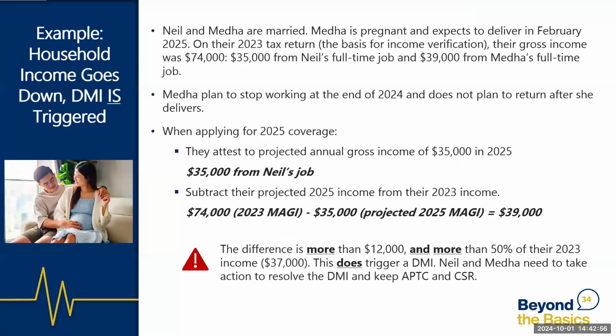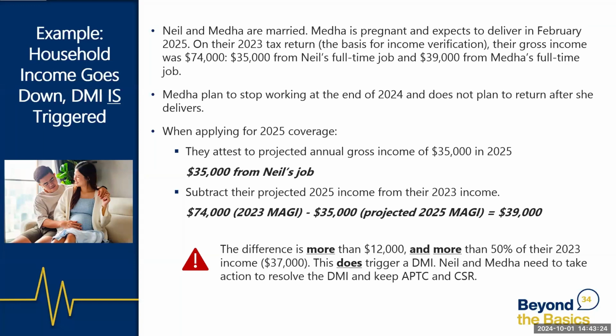So let's go through a quick example here. We've got Neil and Maida. They're married and filing jointly. Maida is pregnant and expects to deliver in February 2025. So their income on their 2023 tax return was $74,000, $39,000 from Maida's job, and $35,000 from Neil's job. So let's also say that Maida does not plan to return to her job in 2025, so she will not have any income that year.